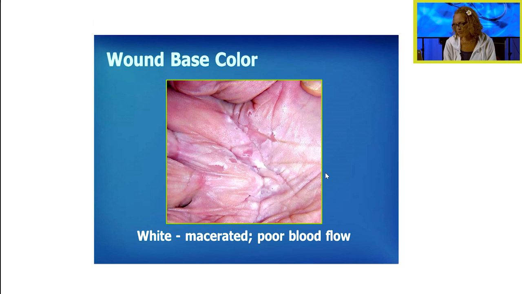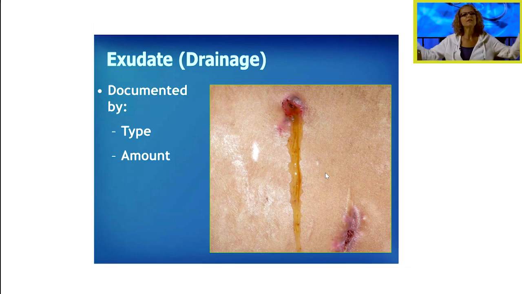Here's another example of a wound base that's macerated. Again, this is poor blood flow. Here is my third E. This is my third E when I teach about wound assessment. I always teach about the three E's. So we have seen erythema or redness, which we use to describe a lot of things related to wounds. We had the word edema, which refers to swelling. And now we have exudate, which is a fancy word for drainage, right?